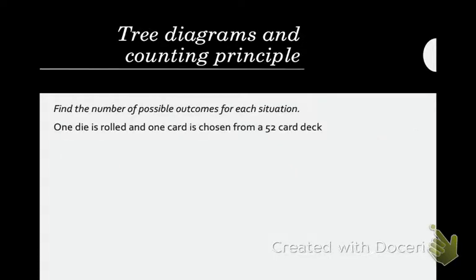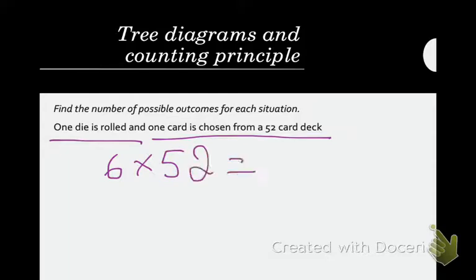All right, next, finding the number of possible outcomes. You just multiply the possible outcomes. I don't know why this one was missed a lot, but if I have one die, that is 6 outcomes there, okay? And I have one card from 52 cards, times 52, and I get 312. So that's the total number of possible outcomes for that situation.